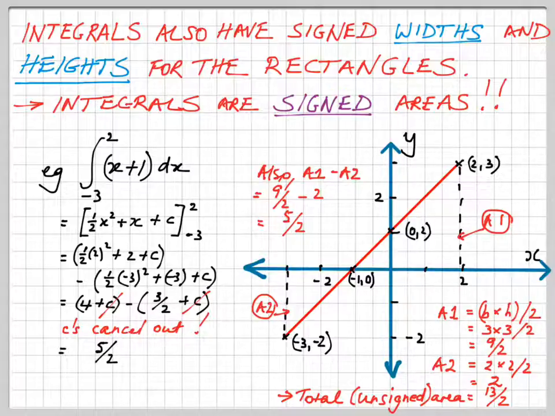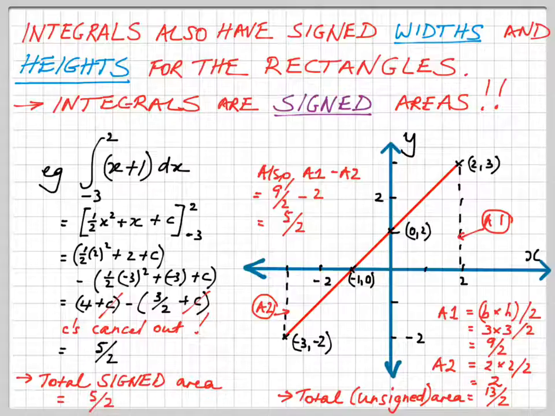Now, isn't that interesting? The signed area, i.e. the integral, comes out to be the same as A1 minus A2 on the right-hand side. It does not equal the sum of those areas, which was 13/2. It's A1 minus A2. Now, you see how exciting this is.